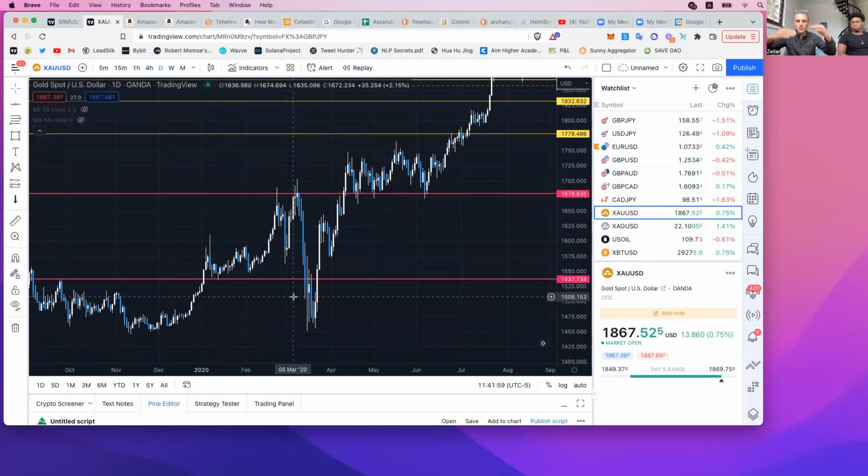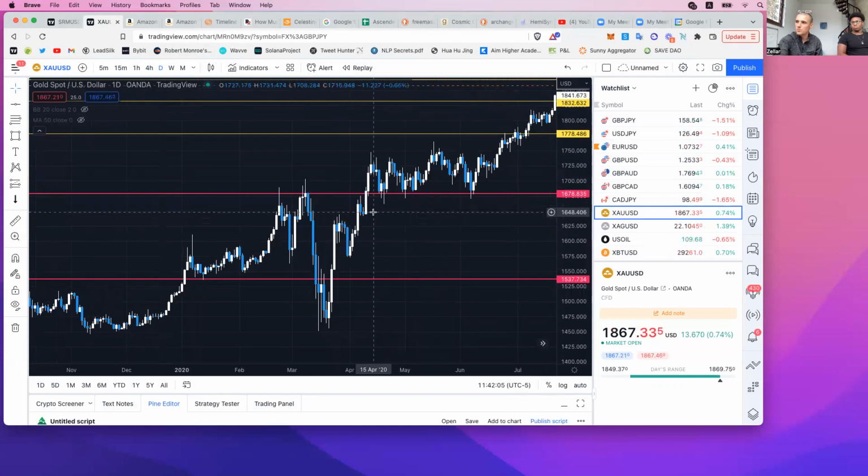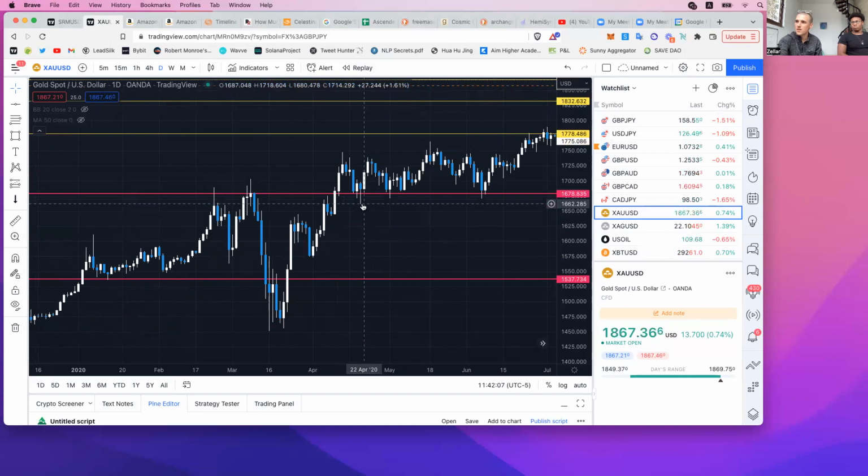A wick means that in the course of that candlestick, in this case we're looking at the daily, in this day the price was pushed all the way down here, but then a bunch of people bought and pushed it right back up. So wicks are awesome to tell us, basically, where are the buyers or where are the sellers.